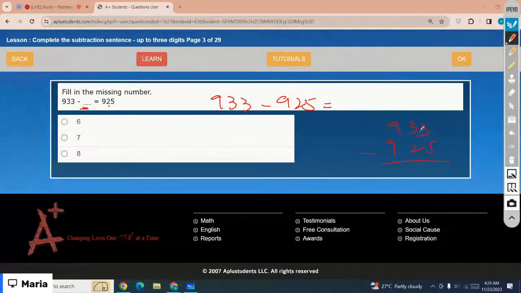So let's just subtract and see which number is missing. You cannot subtract 5 out of 3, you need to borrow 1. 13 minus 5 is 8. 2 minus 2 is 0. 9 minus 9 is 0. You can see the missing number is 8. That means 933 minus 8 equals 925. So this is the case when you are missing the smaller number, right? Just subtract the difference from the greater number, right? This is the difference and this is the greater number. Subtract the difference from the greater number. You can find the missing number this way, right? So the correct option is 8.